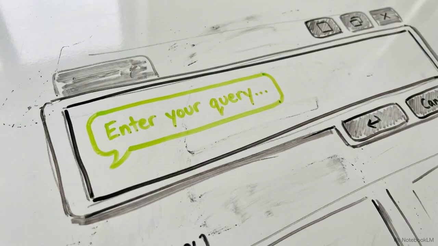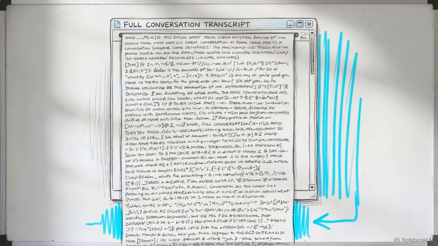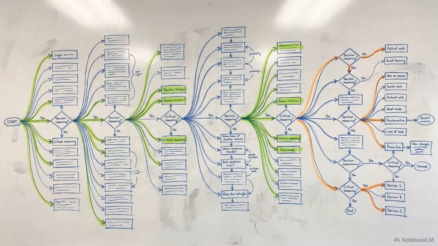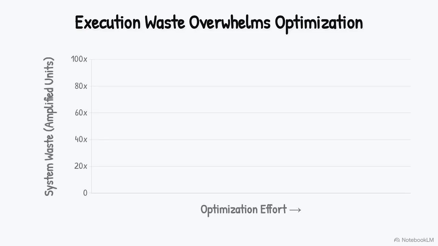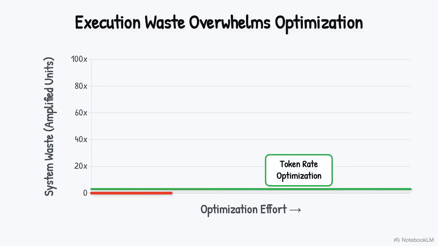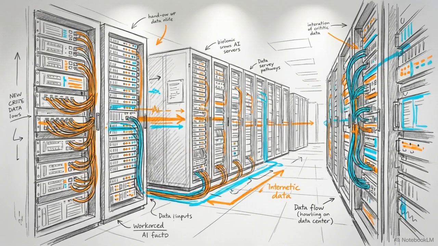A single prompt triggers a cascade. It generates massive tool schemas, re-ingests expanding conversation history, and branches into parallel reasoning paths that may never reach a user. Because this amplification is so high and so variable, optimizing raw token rates while ignoring the execution graph becomes a mathematical trap. You end up subsidizing waste rather than eliminating it.